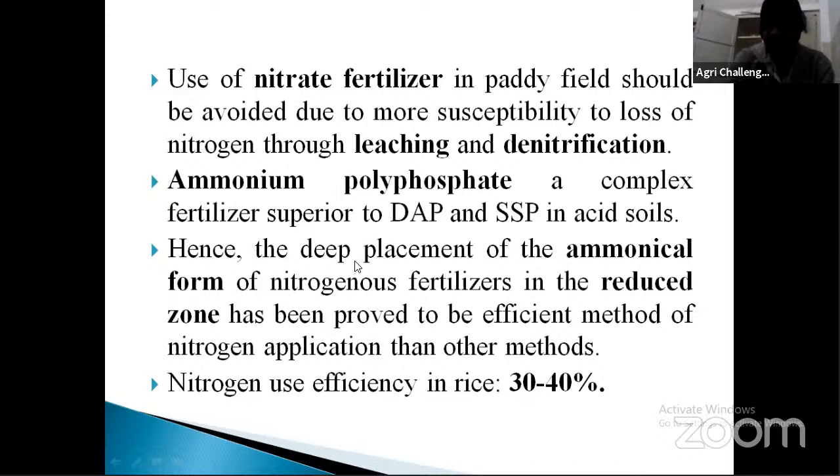Here we already discussed that deep placement of ammonium fertilizer in the reduced zone has proved to be an efficient method compared to other methods. So ammonium fertilizers should always be applied in the reduced zone only. And nitrogen use efficiency of rice is 30 to 40%. This is also a very important point.